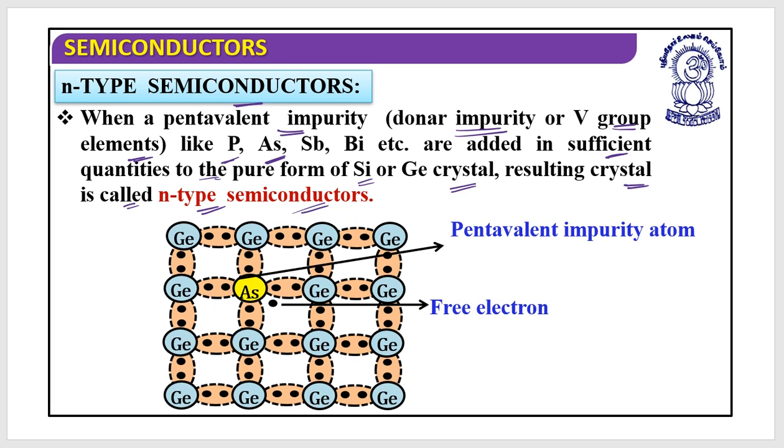As you can see, one of the fifth group elements has been added as an impurity to the germanium crystal, and since these are fifth group elements, they have 5 valence electrons in their outermost shell. Of those 5, you can see one covalent bond with this, another with this, another with this, another with this, and one excess electron, which we call a free electron, is available.